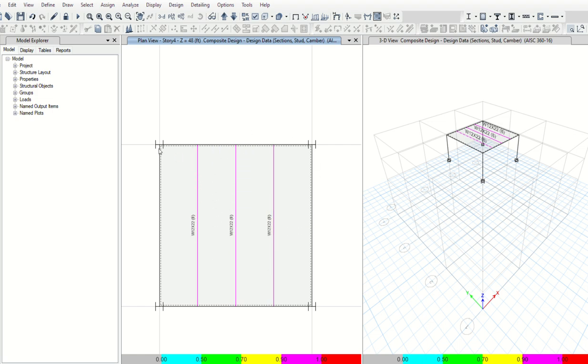If we design a longer span, obviously deflection is relatively bigger, and ETABS might show the beams with the number of studs and show the camber. So we'll see that in another example.